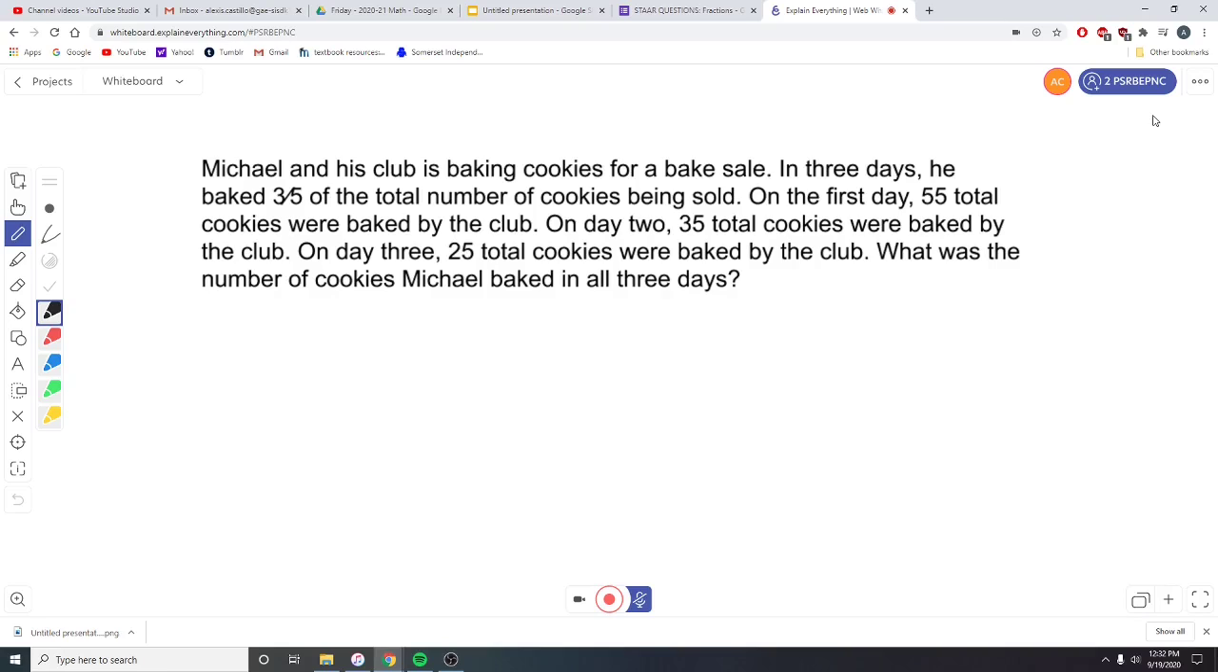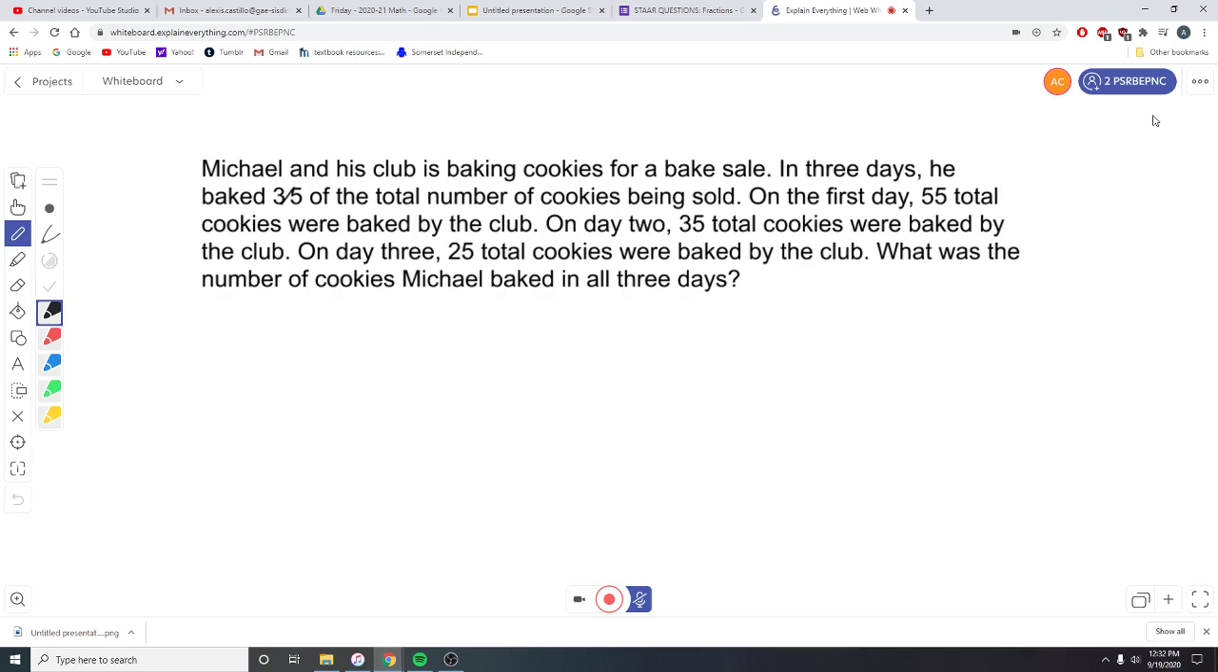Michael and his club is baking cookies for the bake sale. In 3 days, he baked 3/5 of the total number of cookies being sold. On the first day, 55 total cookies were baked by the club. On day 2, 35 cookies were baked by the club. On day 3, 25 total cookies were baked by the club. What was the number of cookies Michael baked in all 3 days?